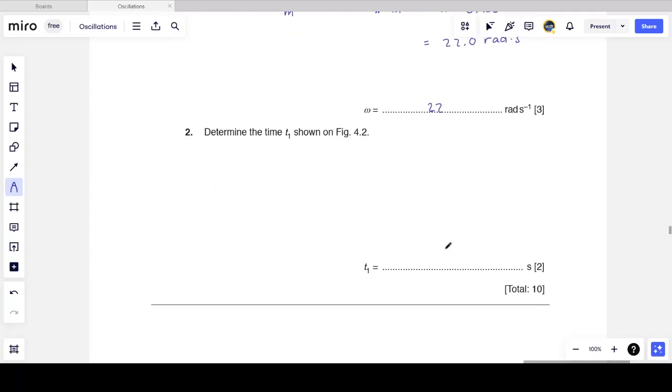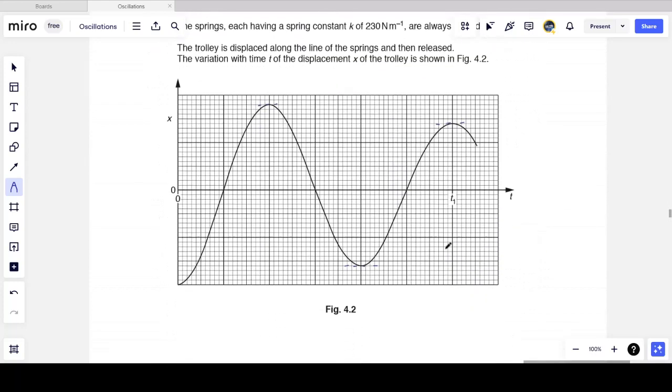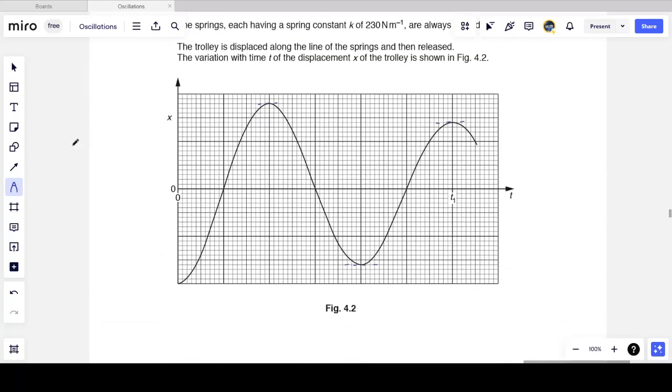We're then asked to determine the time t1 shown in the figure. So here's where it can get a little bit complicated. I need to calculate this time t1. And so how am I going to figure out what t1 is? Well, for me to find any time is going to be quite difficult. But there is a time that I can find that is related to the thing I calculated, the omega. That's the period. So what I can do is try to figure out what t1 is in terms of the period. How many periods is the time t1?